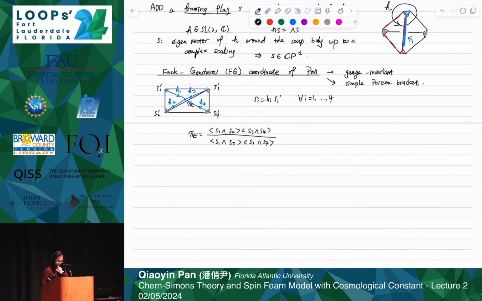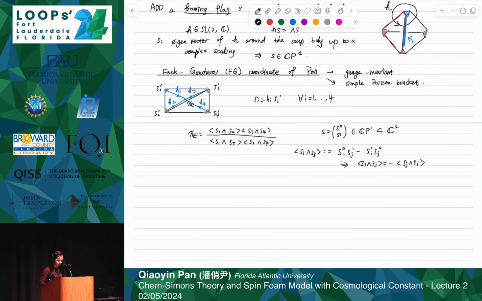And what is this inner product? Because the framing flag is an eigenvector of the holonomy in the fundamental representation, I can write it as two components, s0, s1, which, I told you, is in CP1. So it's represented by two complex variables. And this inner product for si, sj is defined as si0 sj1 minus si1 sj0. Then you immediately realize that this is anti-symmetric.